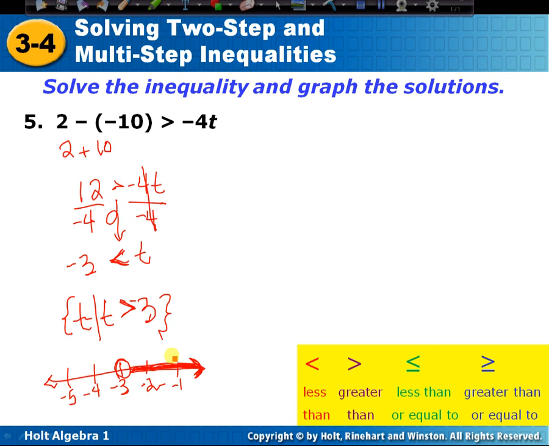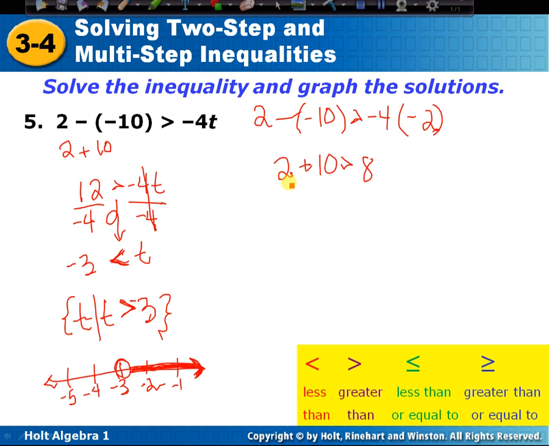I'm going to choose something within that region to check with. In order to check, I have to come back to my original problem. I'm going to say 2 minus a negative 10 is greater than negative 4 times t. Again, I'm going to put in open parentheses there, and I'm going to choose something from the shaded region. In this instance, I'm going to choose negative 2 to check with. So 2 minus a negative 10 is the same thing as 2 plus 10. It's greater than negative 4 times negative 2, which gives me positive 8.